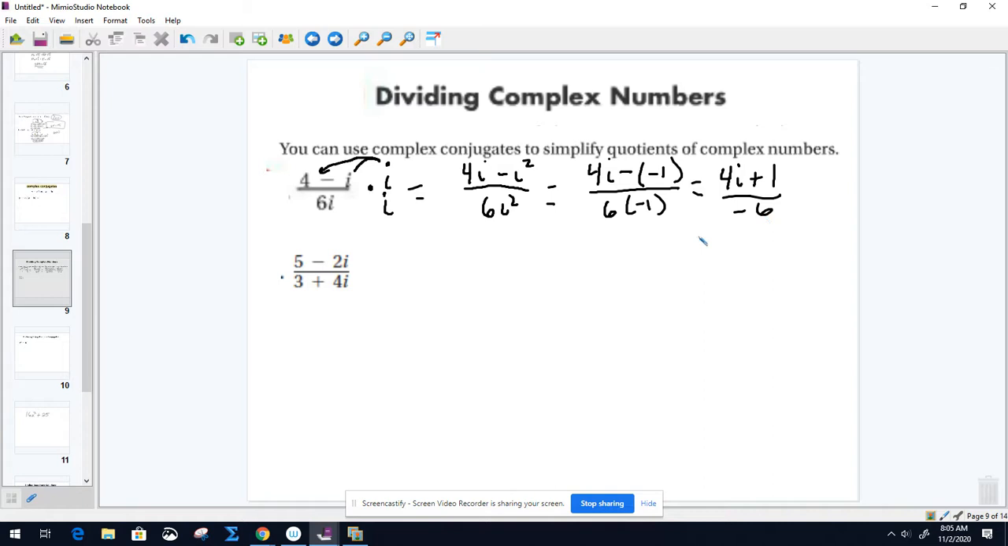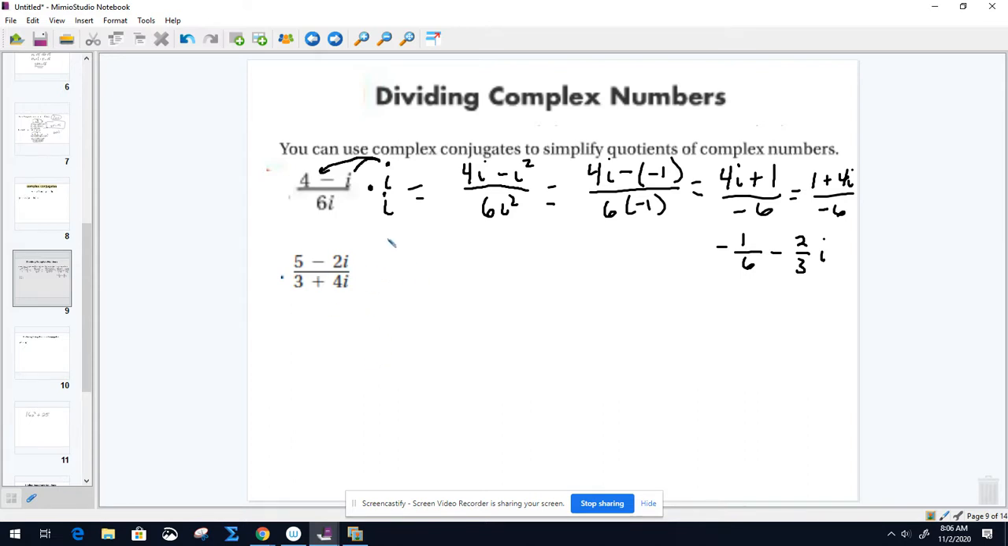And again, we would never write it this way. We would always put the real number first, so it would be 1 plus 4i over a -6. And then we would break this up. So you would see the answer is -1 over 6 minus, I could simplify this 4 and 6 to a 2 over 3i. So really, anytime you have an imaginary number in the bottom, you just simply multiply by i.